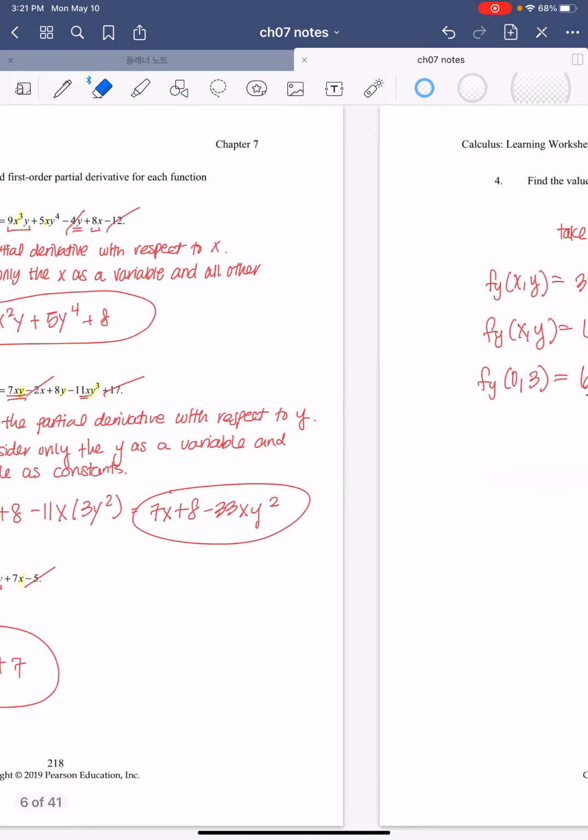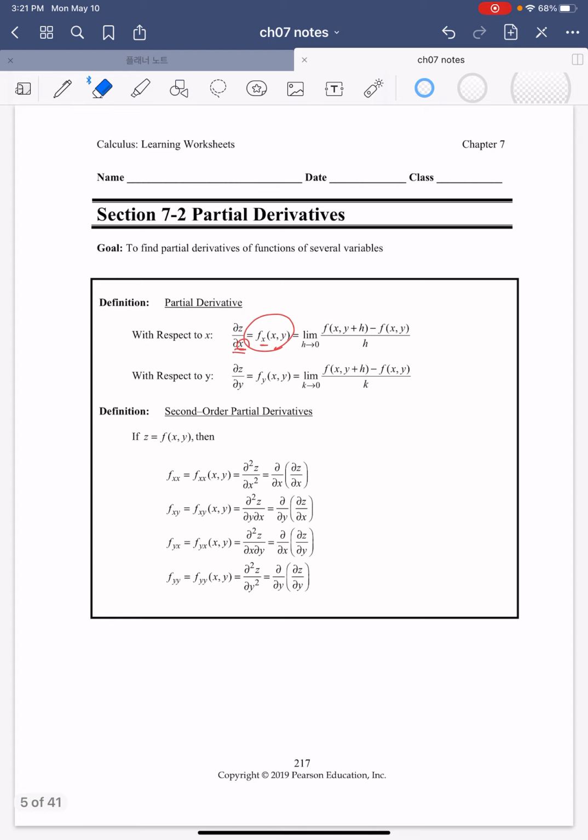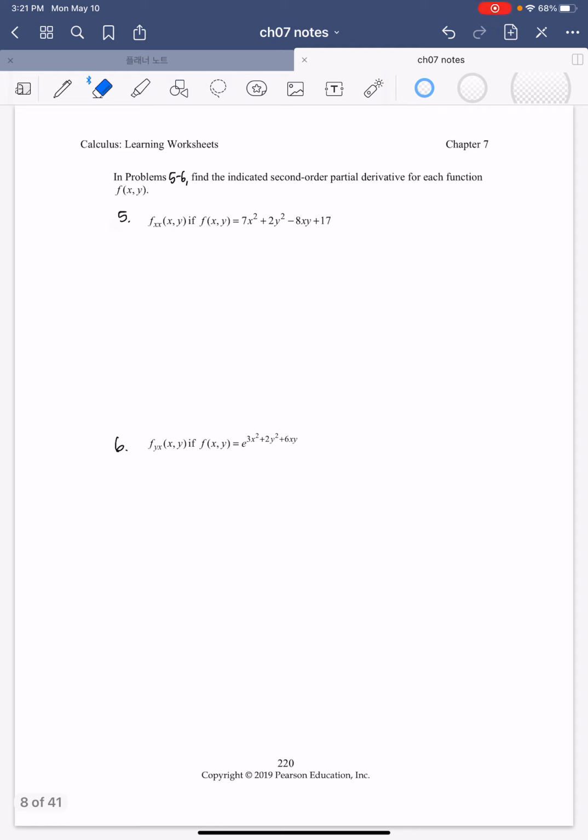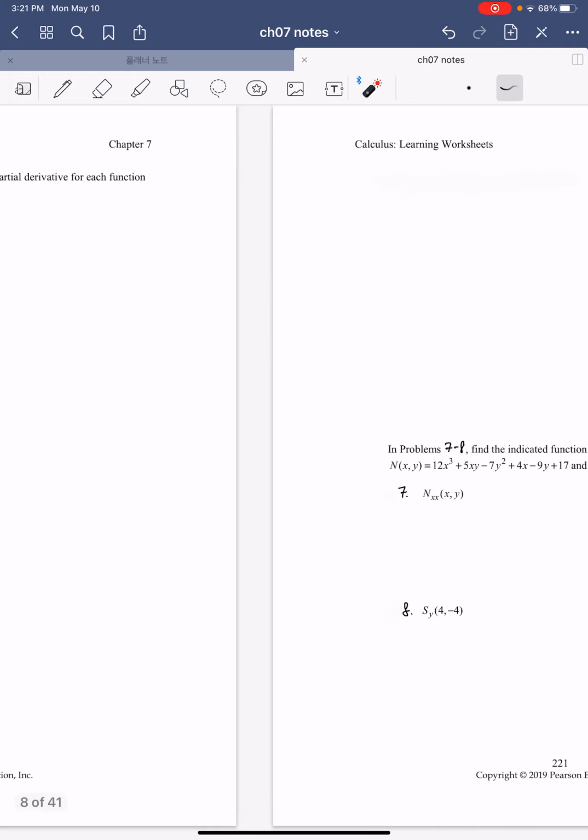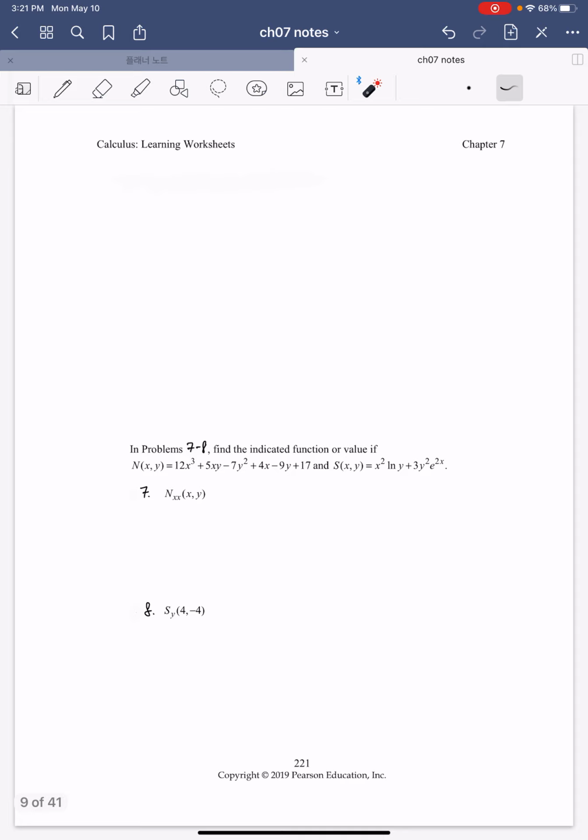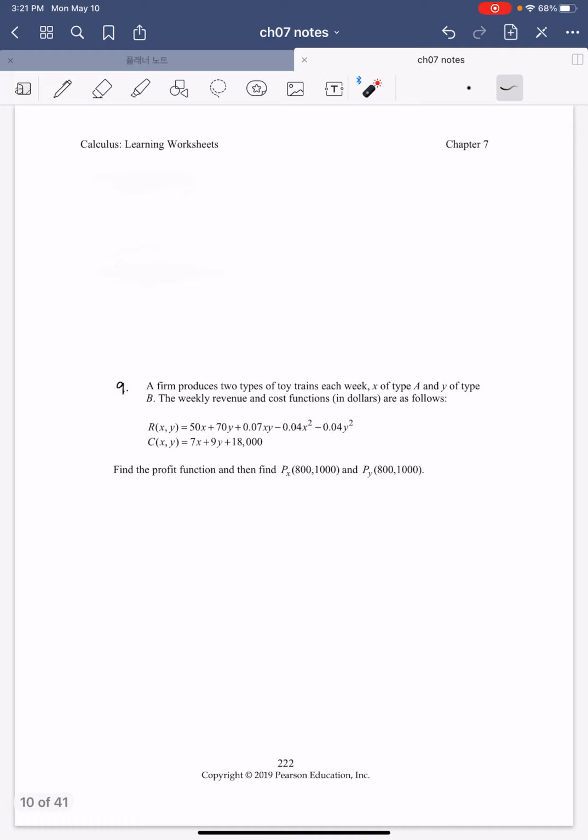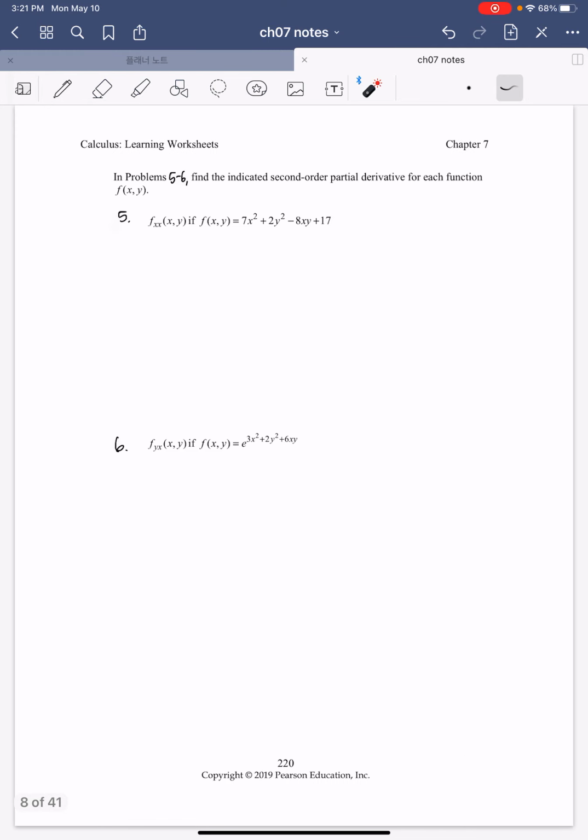So we are done with taking the first order derivative. Now let's start taking the derivative twice. Second order derivative. So here, number 5, we are taking the derivative with respect to x and then x. Here you take the derivative first, and the first derivative will be y first and then x. Okay. And then we have a little bit more function, one involving ln and e function, and then an application problem. Okay, so let's start with, first we'll find the partial derivative with respect to x.